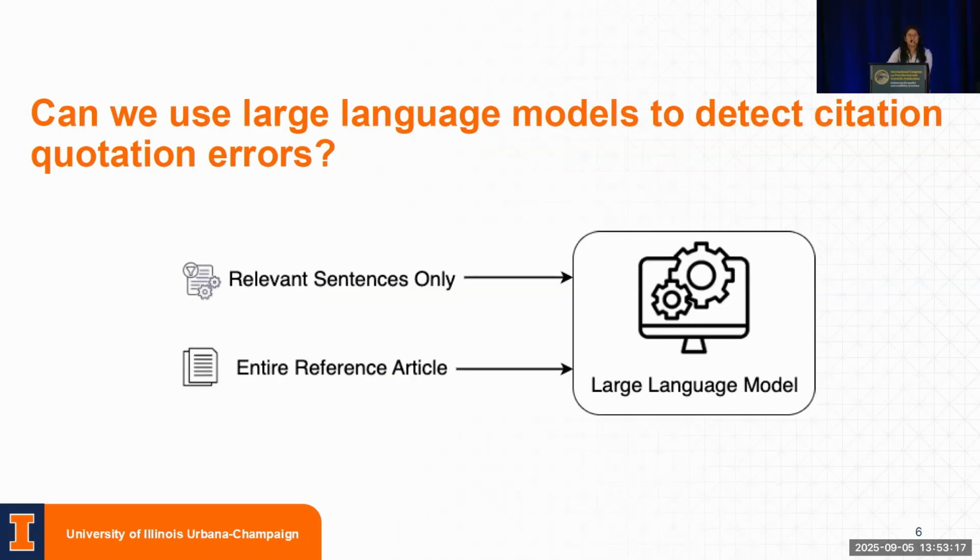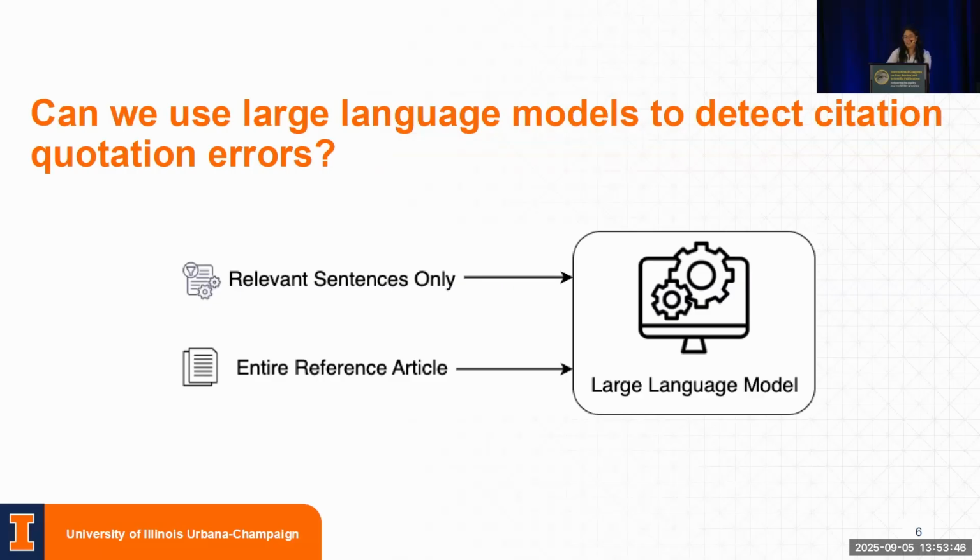So in this study, we asked: can we use large language models to detect citation quotation errors? And if we can, how do we use them best? When you use a large language model, you give it a prompt, whether it's a question, a command, or you're asking it to make a decision for you. And in this case, we're asking it to make a decision on whether it thinks a citing statement is erroneous or not, based on some information that we give it.